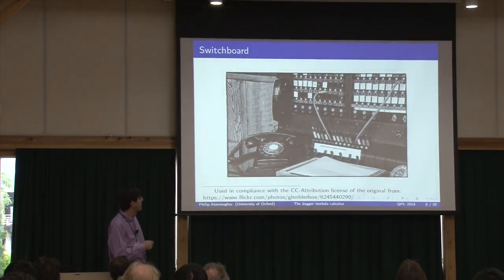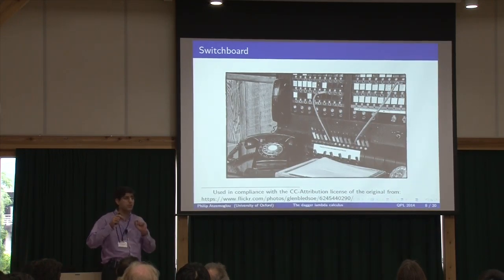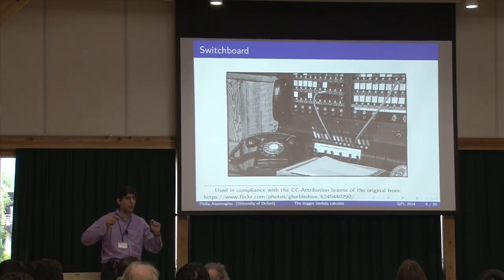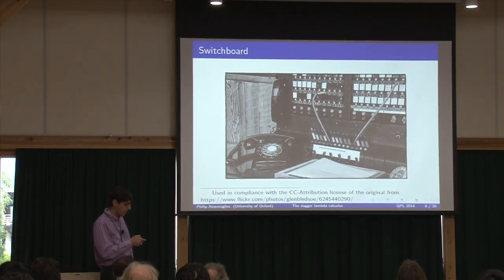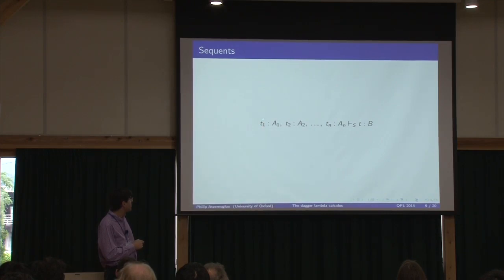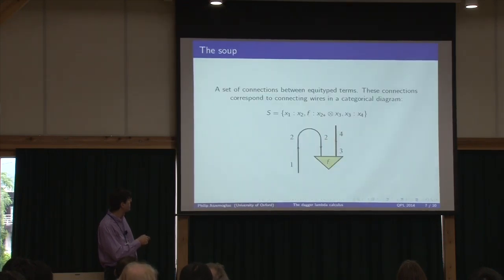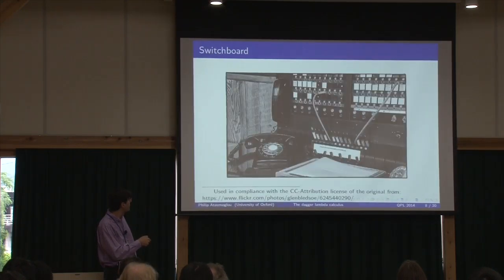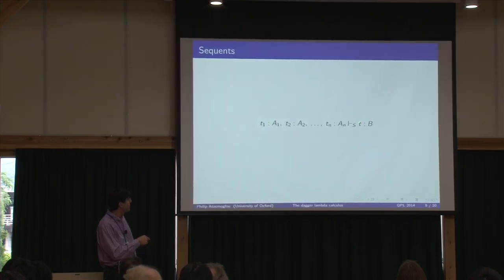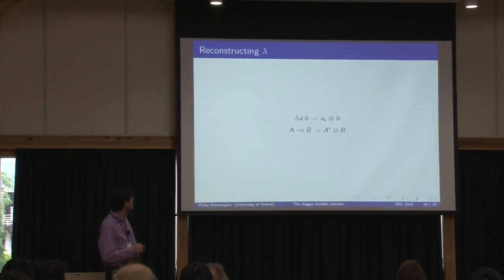I found a nice picture of a switchboard. In some ways, this is a little bit like the old telephone switchboards that we had, where we could connect one person's telephone to the other by connecting the wires. So what does a sequence in the language look like? You can have a term and its type, and another term and its type, and a bunch of terms and their types. Then you have a turnstile. Then you have a soup, which is a set like this one. And then you have another term and its type. That's what the sequence looks like.